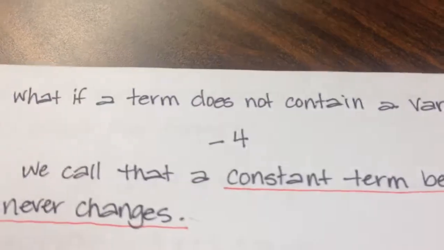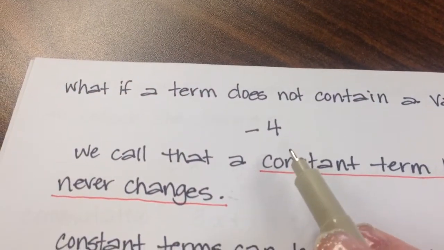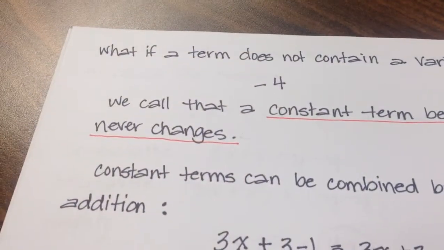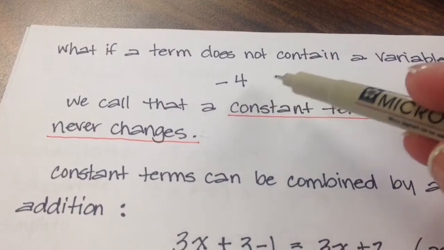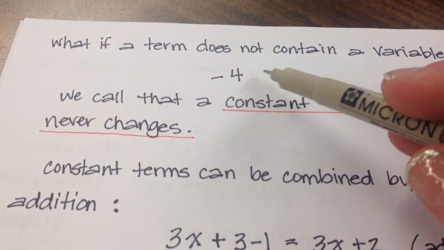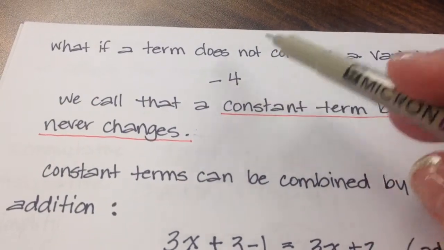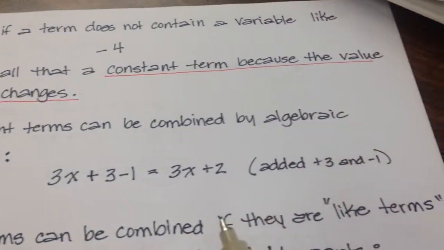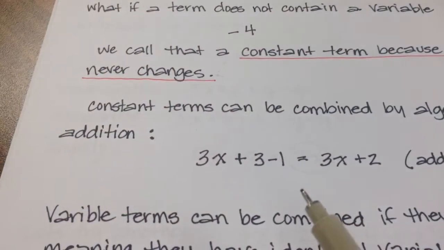All right, here we go. What if a term does not have or contain a variable like -4? We call that a constant term because the value never changes. That doesn't vary. There's no variable, right? It's a constant. -4 is always going to be -4. Constant terms can be combined by algebraic addition.